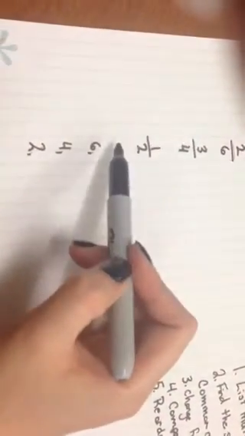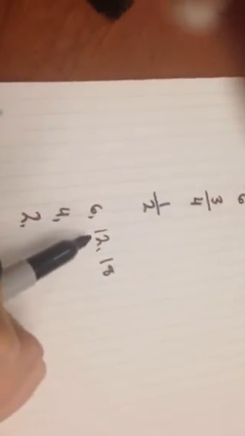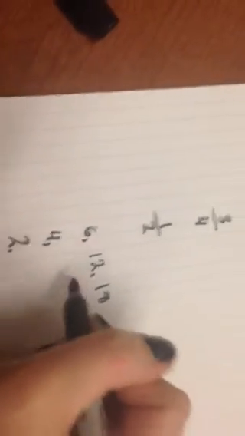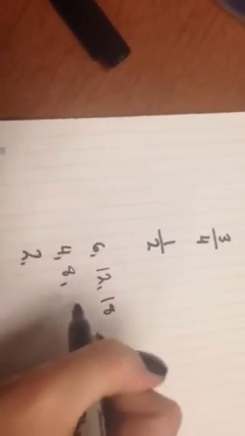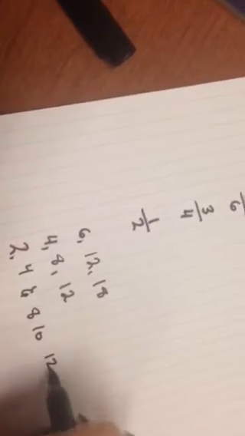So my first step is to list all my multiples of each of the denominators so I can change the fractions. So I know my multiples of 6 are 6, 12, 18, and I'm going to stop right there because I know that 12 is also a multiple of 4 and 2. I'm going to list my multiples just to make sure, and that's what I want you guys to do too. So 4, 8, 12, 2, 4, 6, 8, 10, 12. So 12 is my least common multiple, my LCM.